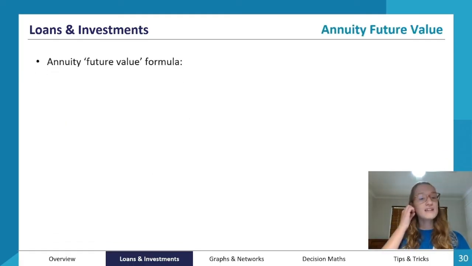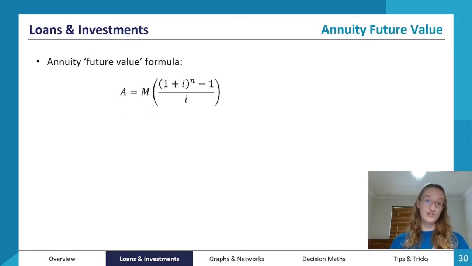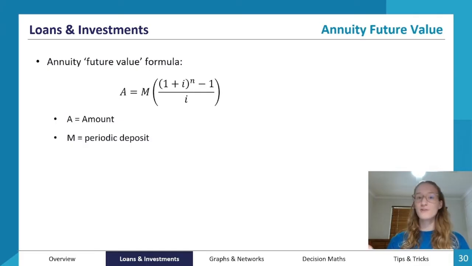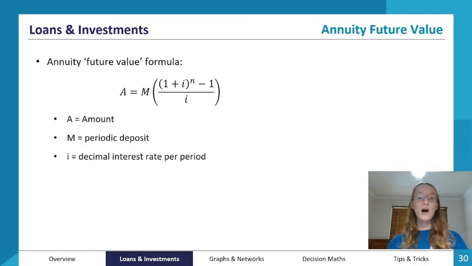So for annuities, there's also the annuities future value formula, which is again the case where we don't have to use recursion. And this is what we have here. To define our variables, A is the amount in the annuity. So we're still talking about annuities, but this is just the formula instead of using recursion. M is the periodic deposit, so for example, $200 a month. I is the decimal interest rate per period again. So if it was 8% per annum, I would be 0.08.